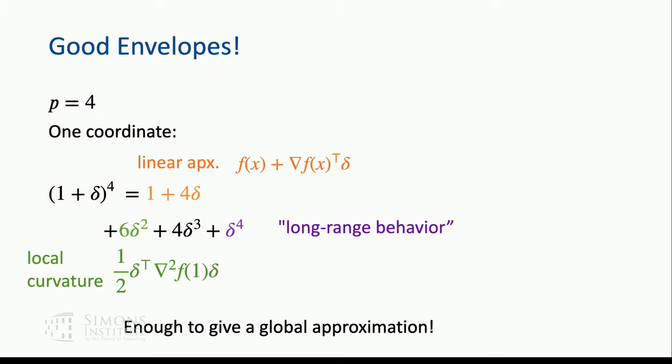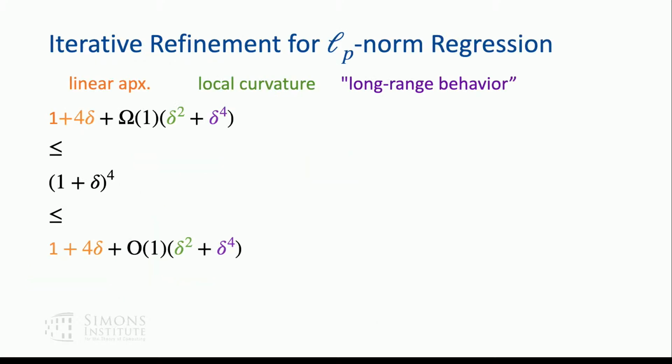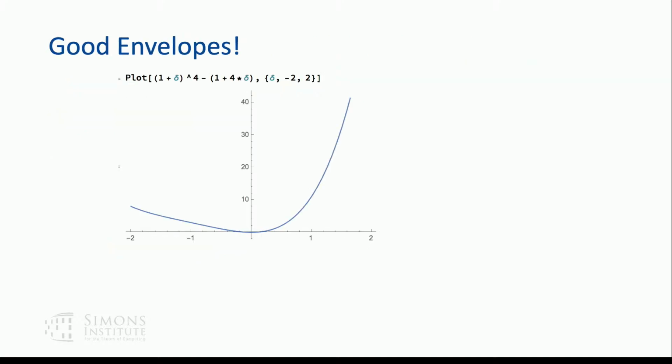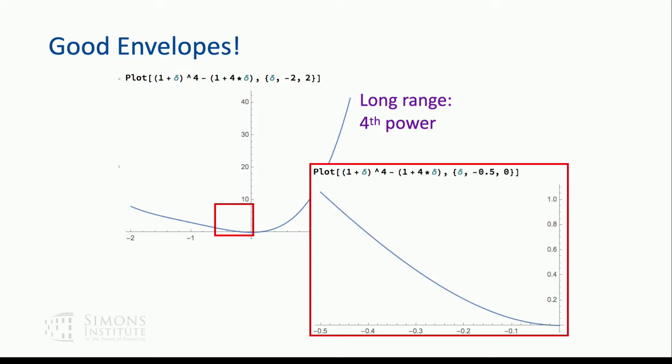And we claim that these three terms are enough to give a global approximation. You can show that you can lower and upper bound these by the linear term, some factor times the local curvature, and the terms that depict the long range behavior. So it's essentially the gradient, the Hessian, and the p to the p term in the expansion. This captures the long range behavior and the local quadratic, even if you plot it out.